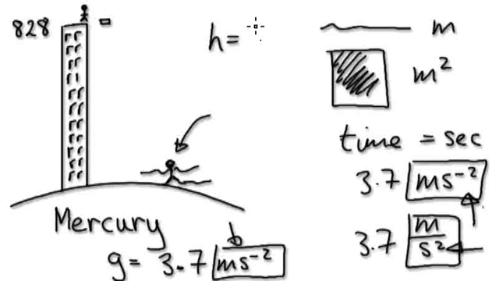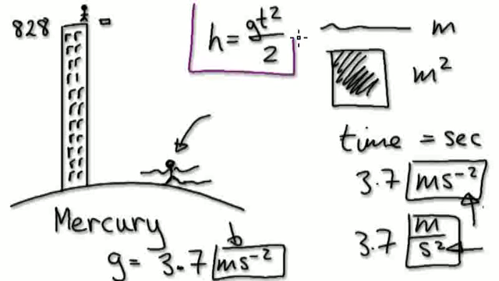So start off by writing the formula: H equals G T squared over 2. So here's our magical formula. We don't know how the physicists got to this formula. We just know how to use it. So press pause and have a go.